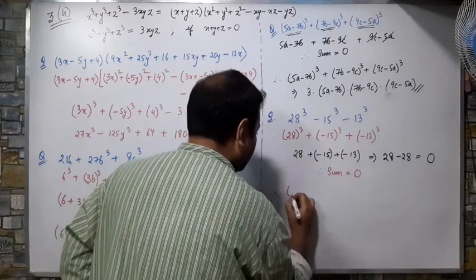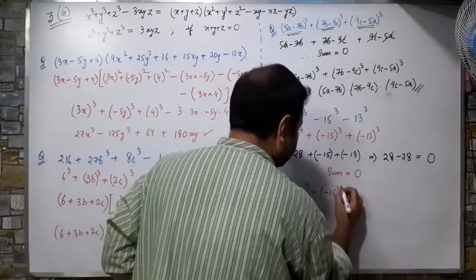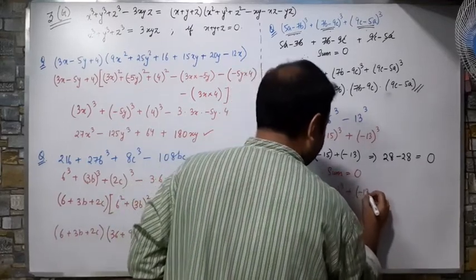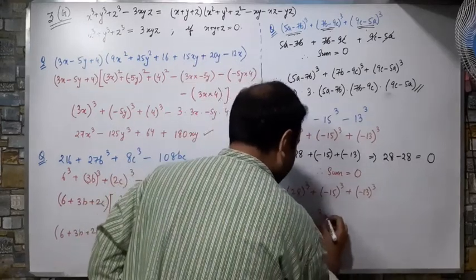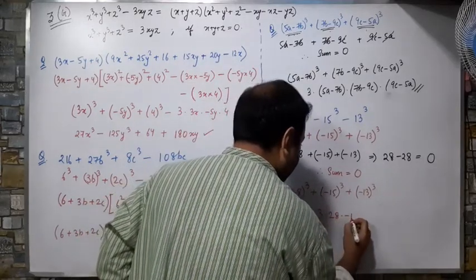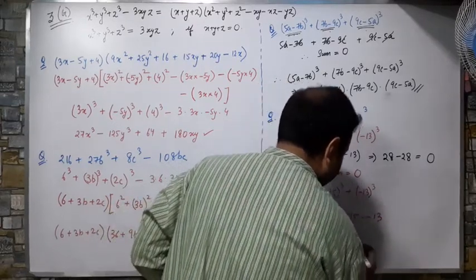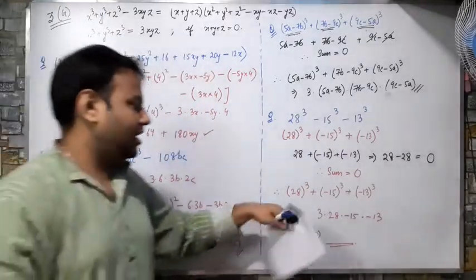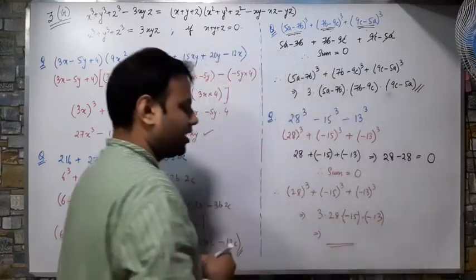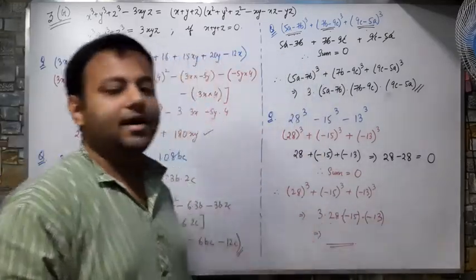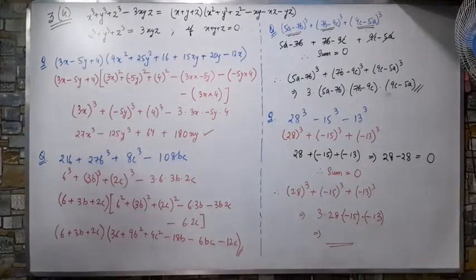So 28's cube plus minus 15's cube plus minus 13's cube I will get as 3 into 28 into minus 15 into minus 13. You can multiply and get the answer, whatever the answer of this one will be. So this is how my factorization of polynomials is done.